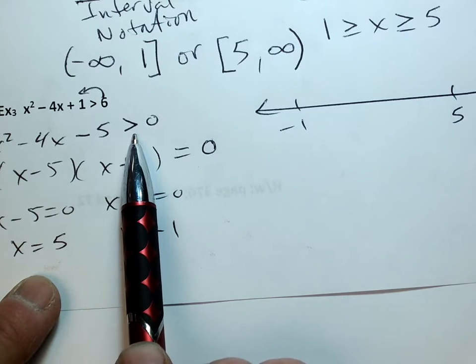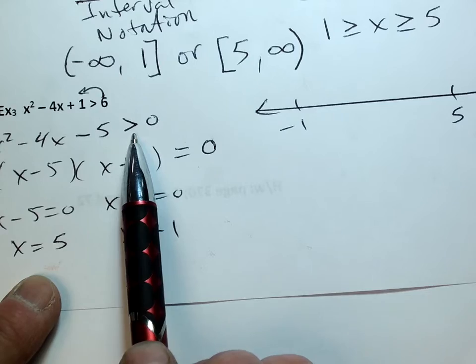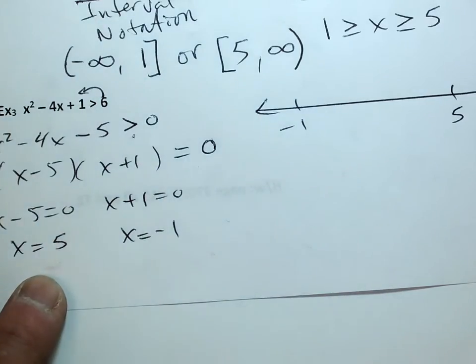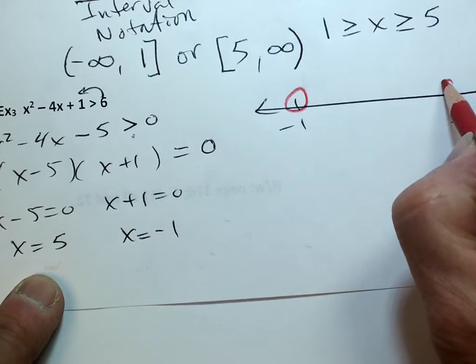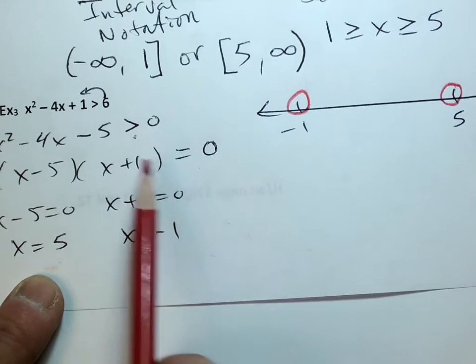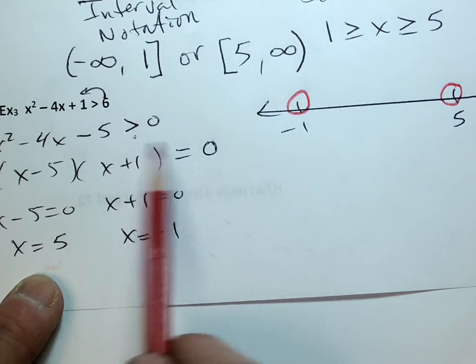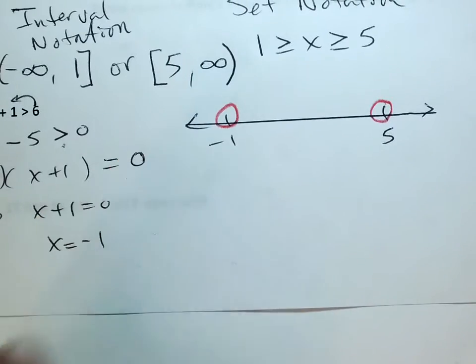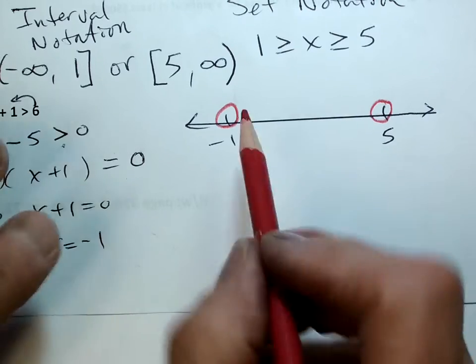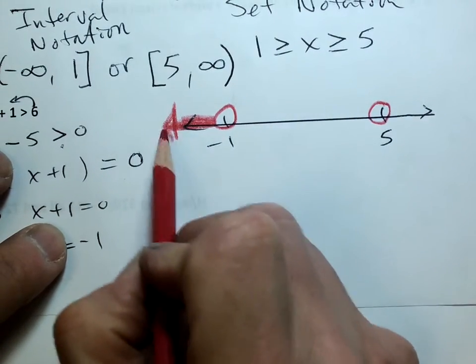I'm going to use open dots because my answer will not include negative 1, and my answer will not include 5, because there's no equal sign, does not equal my values. Okay, now, which way do you think we're going to shade? Right? So let's put it in, we can test it, right?